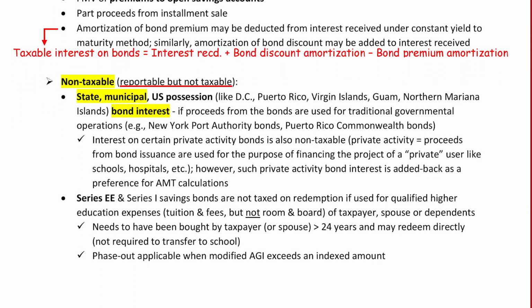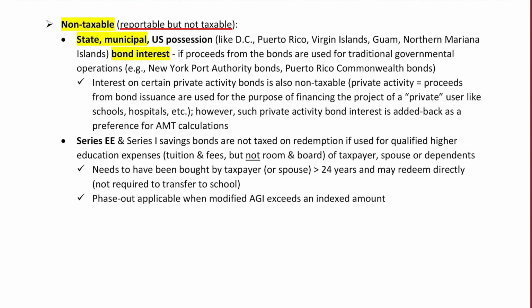Before we move on, let's look at the last sub bullet on this page under non-taxable. Highlight Series EE and Series I savings bonds are not taxed on redemption if used for qualified higher education expenses, and circle if.